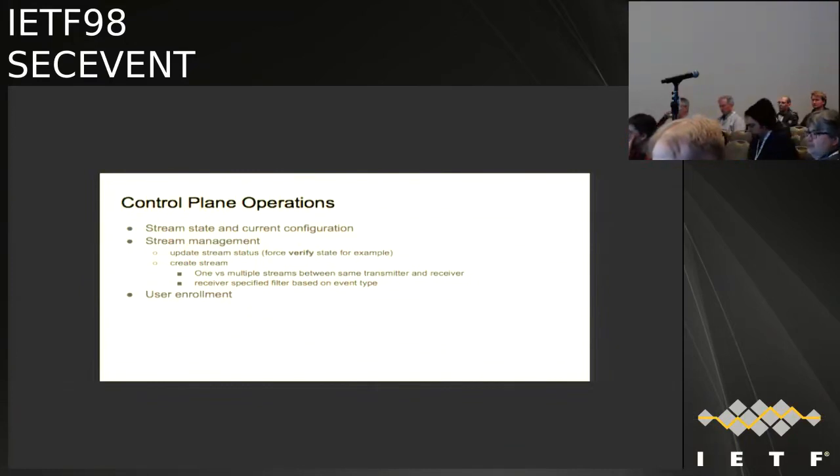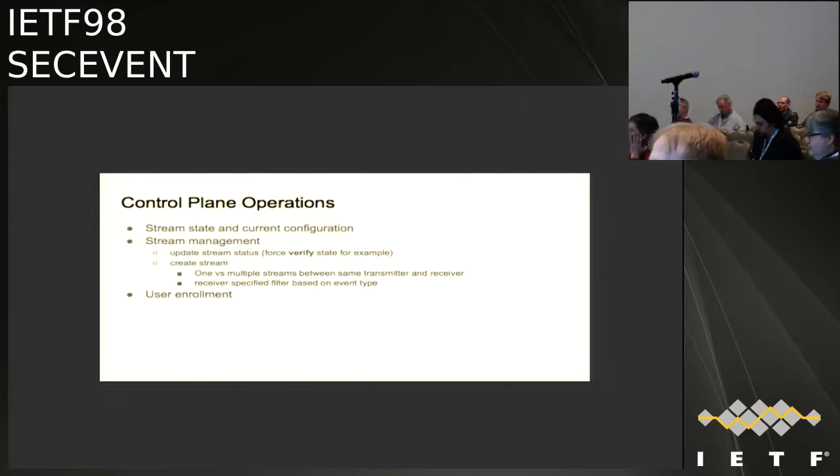This color is yellow, which means stuff still needs work. So, control plane operations. At this point, I think the draft only defines one operation, where we can get the state of the current configuration of the stream. And there have been proposals in and out of the draft about using some stream management. One of them is to update the stream. One good example is how to force the stream into a given state. And another one is how to create streams.